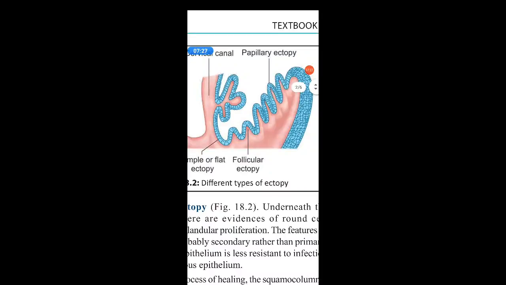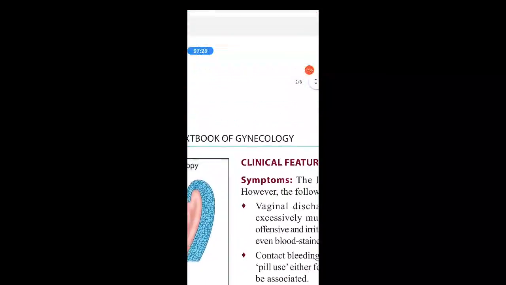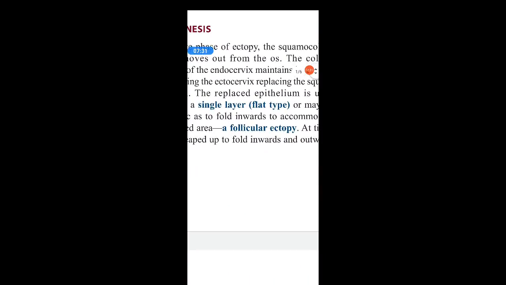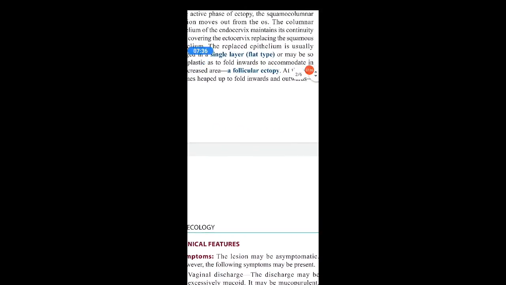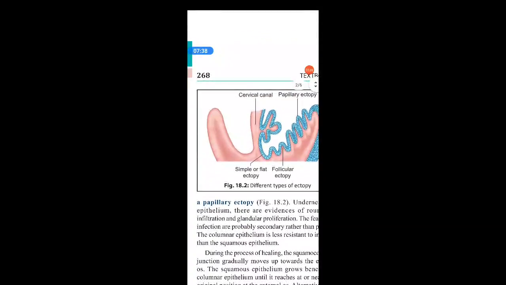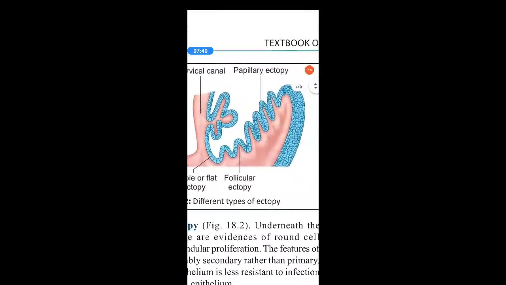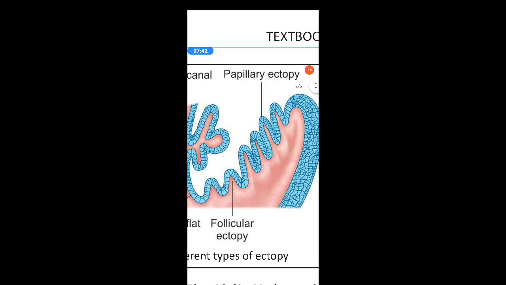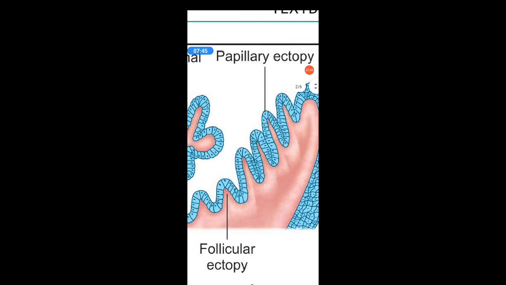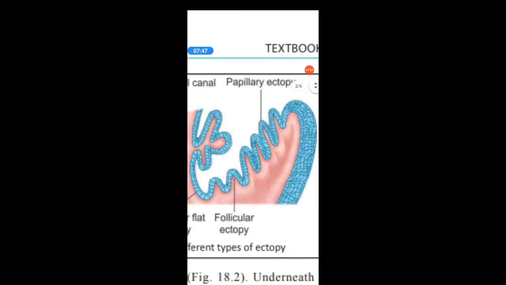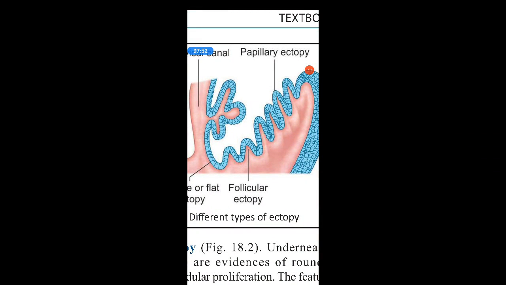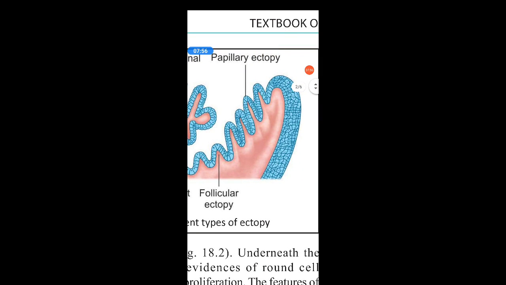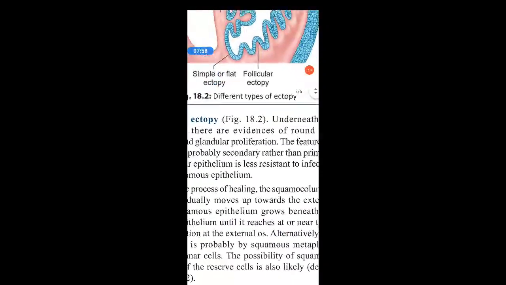Next is the papillary ectopy. What happens in papillary ectopy is that the epithelium becomes heaped up and folds inwards as well as outwards, giving it an appearance just like a papilla. You can see in this diagram, it looks like a papilla. That's why it is called a papillary ectopy. Inward movement only occurs in the follicular variety, whereas inwards as well as outwards in the papillary ectopy.